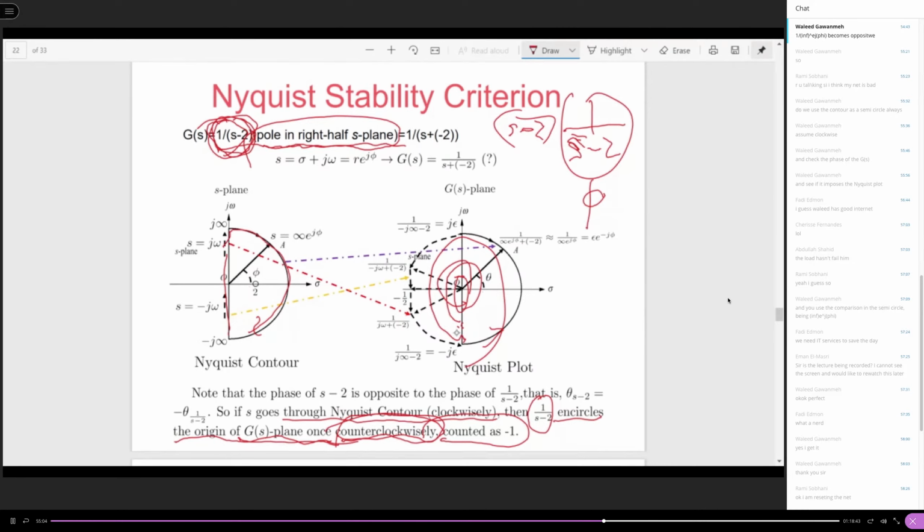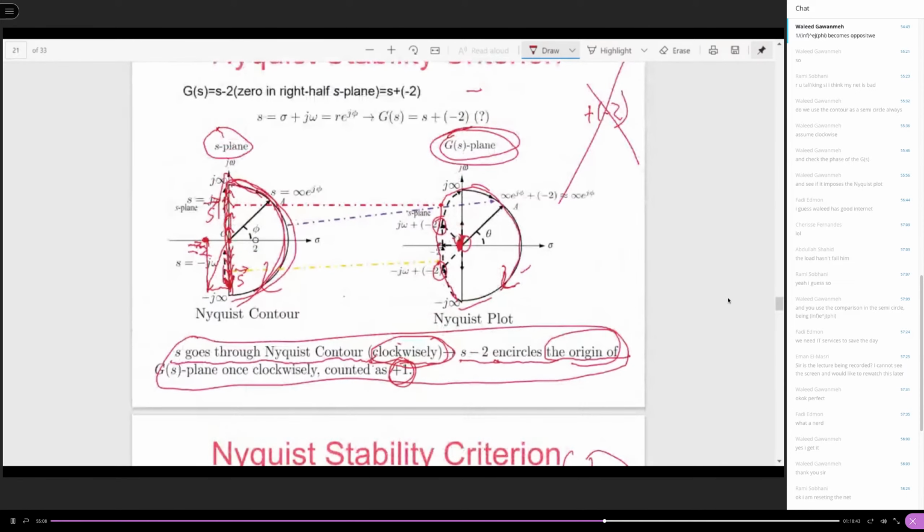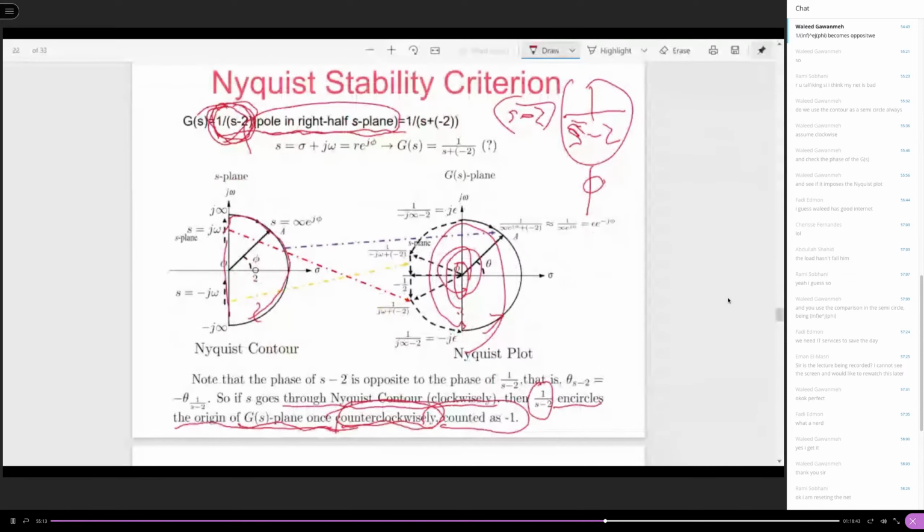So that is why you have the positive encirclement here, which is clockwise, and here it's going to be counterclockwise encirclement, and it's counted as minus 1. Any other question? This is the question that I like to hear. You guys need to ask questions.